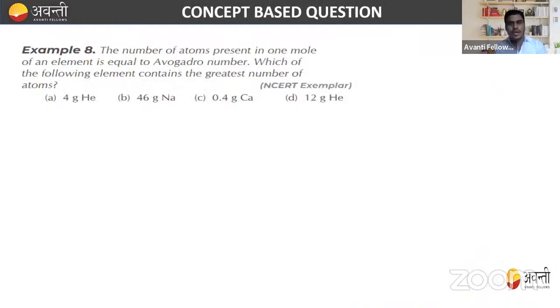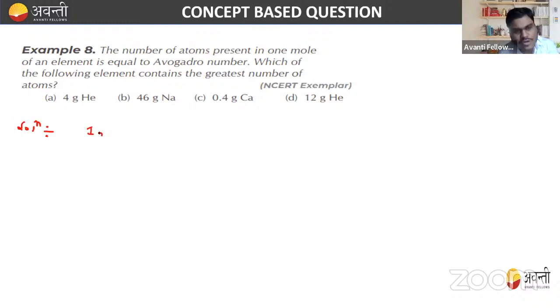Now, one important concept-based question here: you have to calculate the number of atoms present in 1 mole of an element, and it is equal to the Avogadro number. So which of the following elements contains the greatest number of atoms? Out of these four options, you have to calculate which contains the greatest number of atoms. So just use a simple trick here.